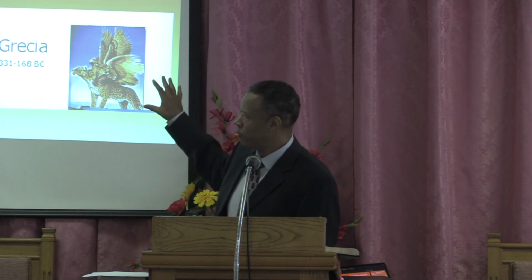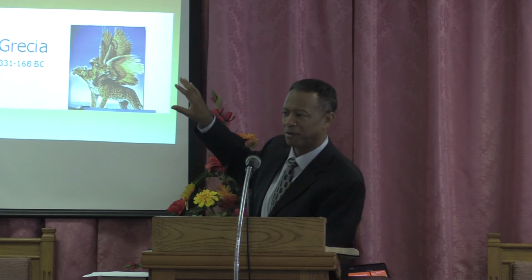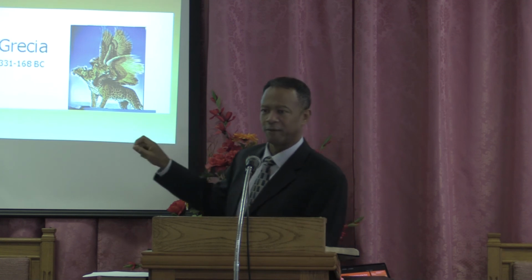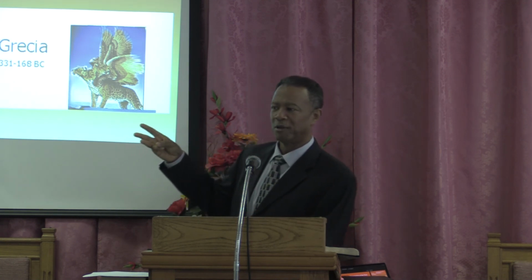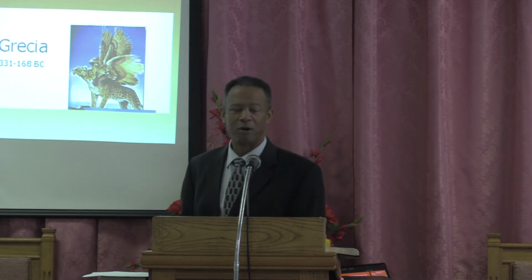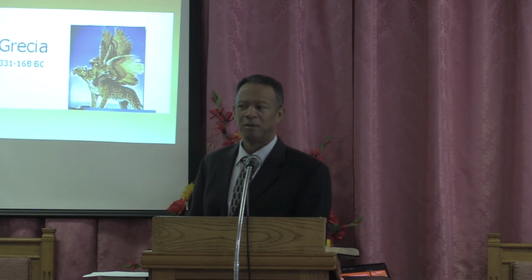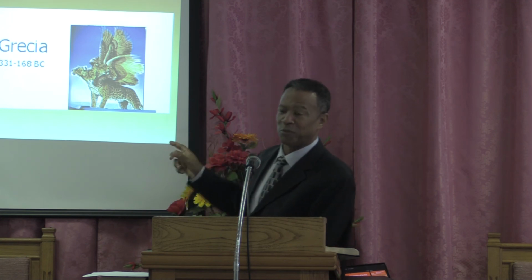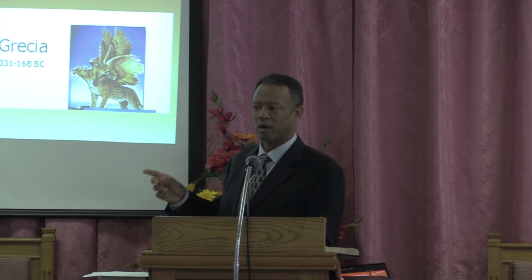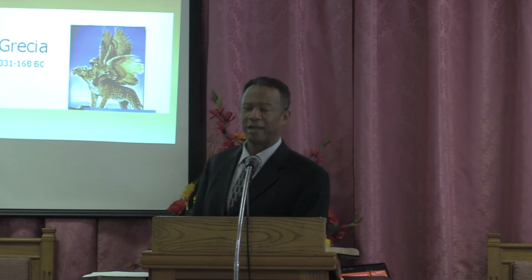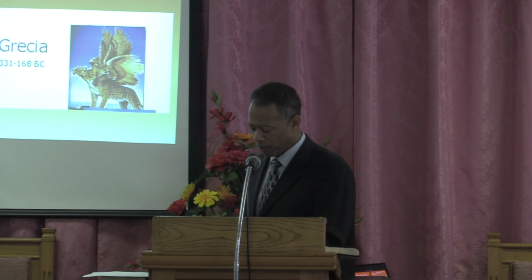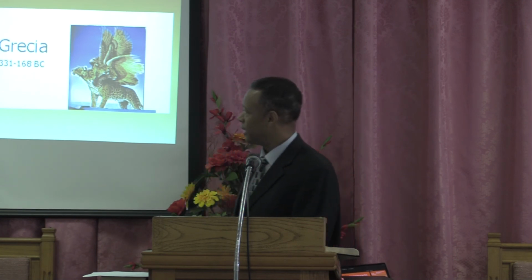And if you remember the first image that I put up there, we could clearly see what the first three looked like, right? Lion, bear, leopard. But that fourth one, did it look like any kind of animal you've seen walking around today? No, because there were some things about that beast power that would be so dreadful, so terrible, and what it would do, that the Lord said, I can't even think of an animal on earth to describe. And so we're going to learn more about that in the next presentation.